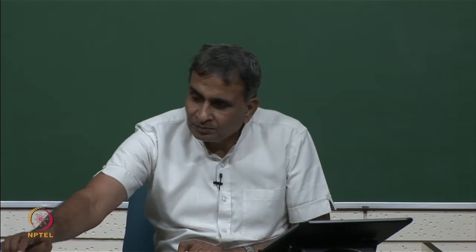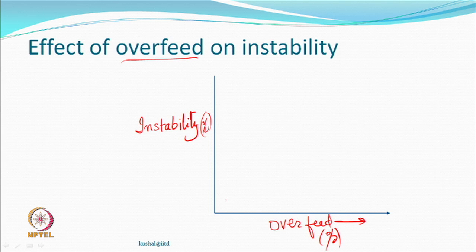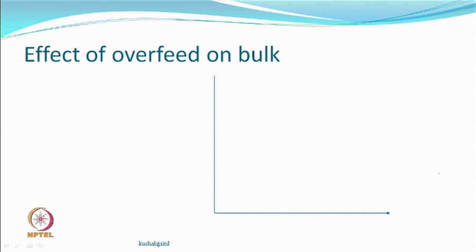So, instability will increase, or reverse of it, stability will decrease, but we measure only instability. So, you will probably go up to a certain point and then say, well, not beyond, or change the other parameter. So, we look at the effect of overfeed on bulk.